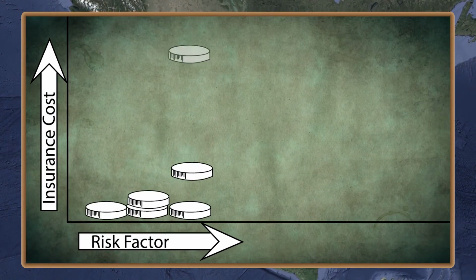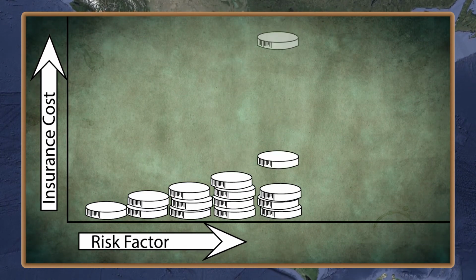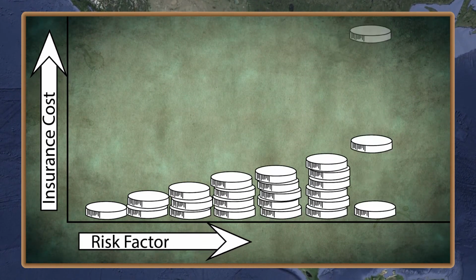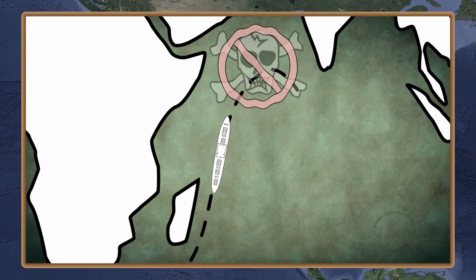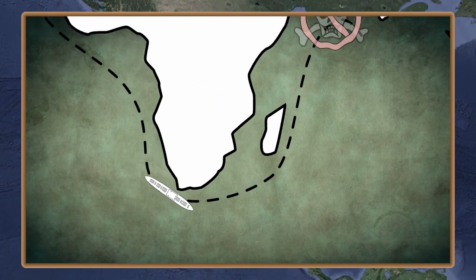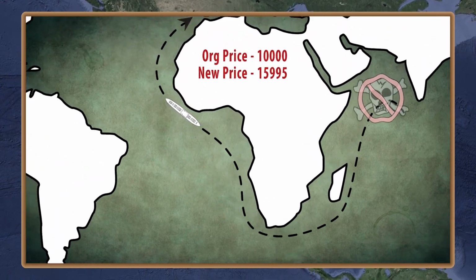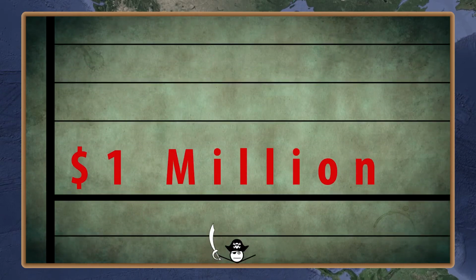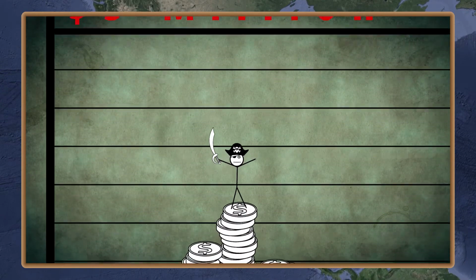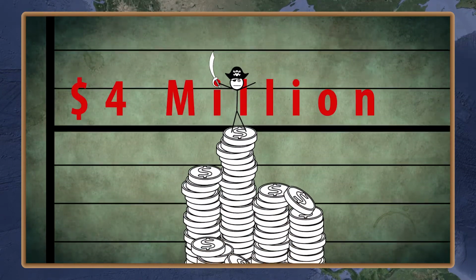We could look at the additional cost of insurance, which increases in cost as the risk increases. Or we could avoid the area altogether and reroute at a cost of adding more miles and time to our route. This option can also be quantified. So even a risk such as piracy can be quantified and factored into the cost equation.